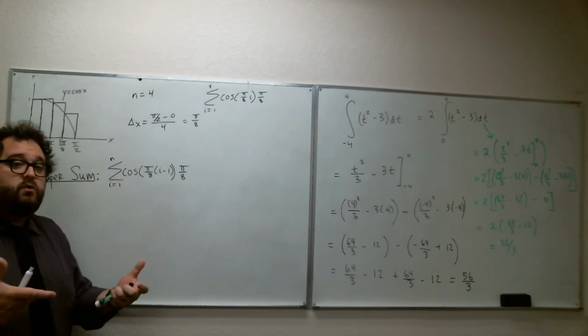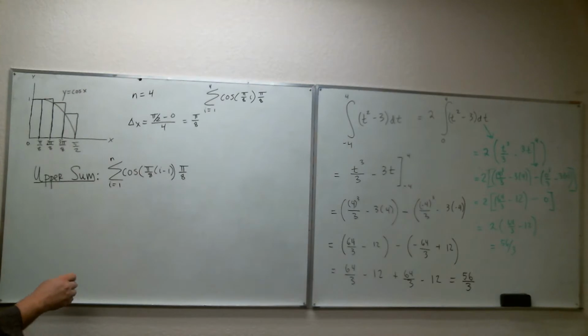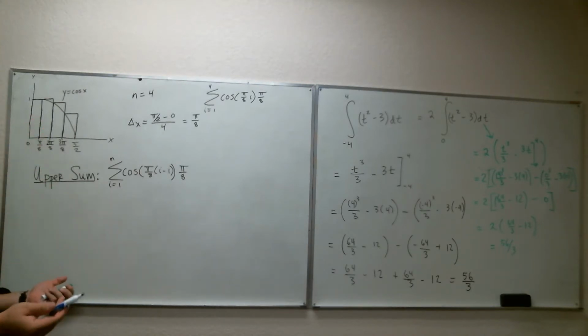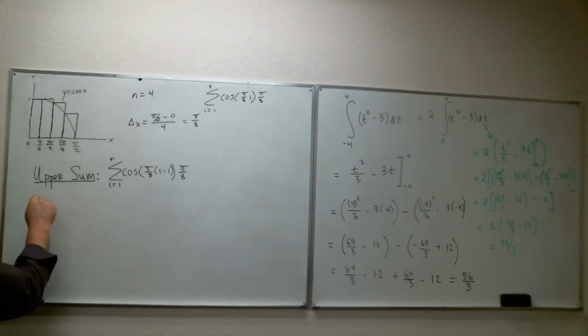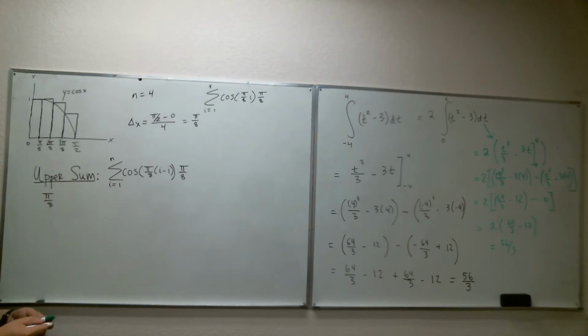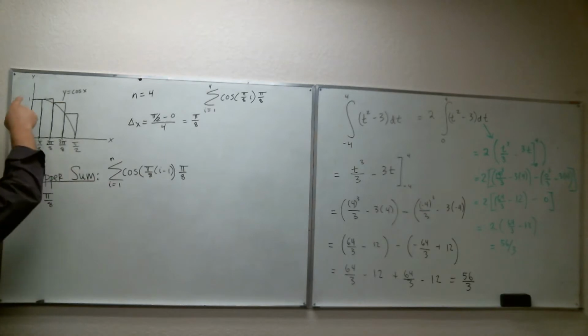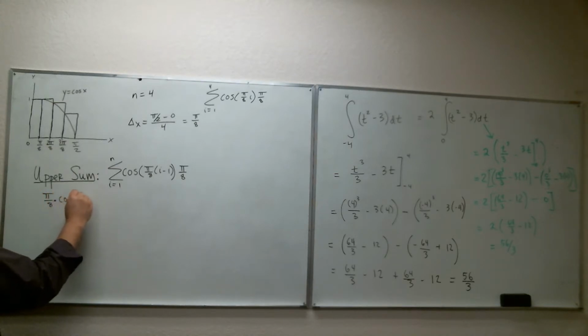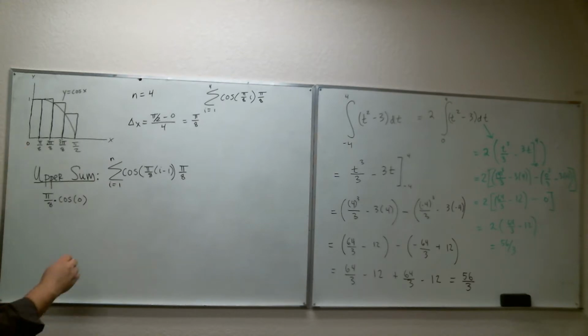Now, if you just want to write the concrete solution down, here's how you do it. How do you find the area of that first rectangle? Well, the area of the first rectangle is the height times the width. So let's do all the widths first. Every width is pi over 8. So pi over 8 times the height. What's the height? Well, the height is 1, but let's not write that down. The height is given by cosine of 0, that left-hand endpoint. That's the area of the first rectangle.